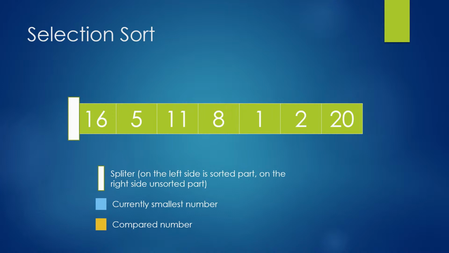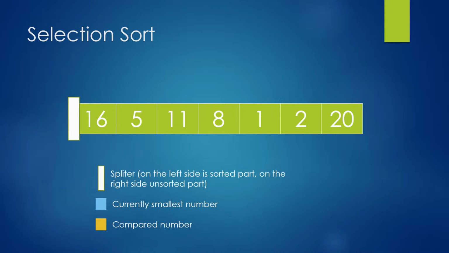Now we are going to find the smallest number in the unsorted part. But a computer is not a human. He cannot see that 1 is the smallest. So he has to compare every number in the unsorted part and then he knows the smallest. And this is exactly what we are going to do.